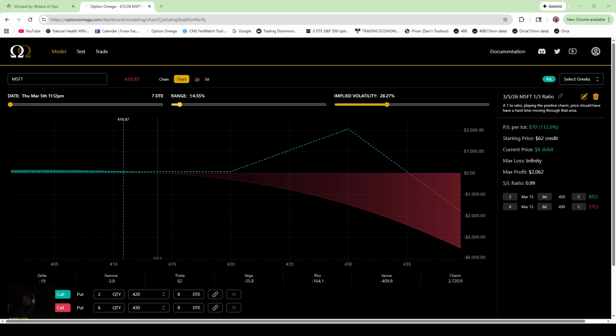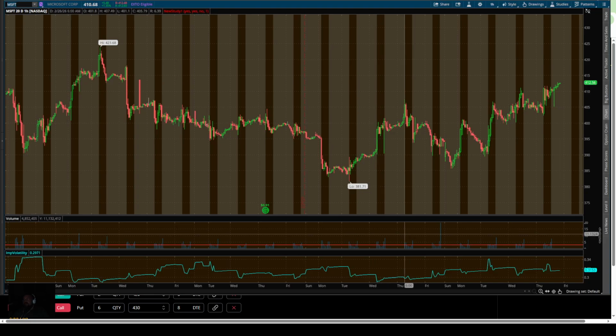So Microsoft is running after the close here. Let me see. Short strike is 430. So that's way up above that. I should show you the chart of that. 423, that's way above the all-time highs. 430 is where our short strike is going to be.